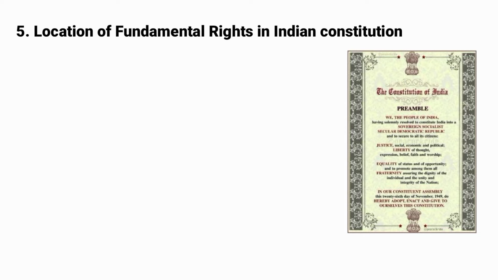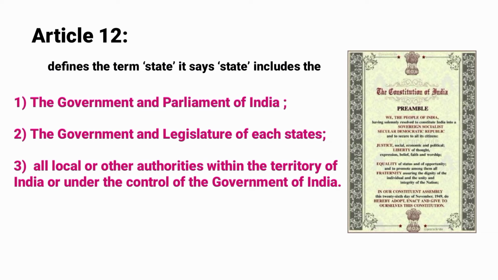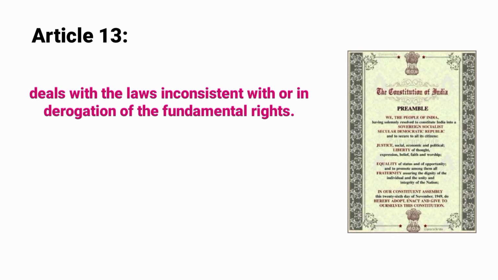Now, where are these fundamental rights located in Indian Constitution? So, the fundamental rights are incorporated in Part 3 of the Constitution from Article 12 to Article 35. Now, Article 12 says that the state includes the government and parliament of India, government and legislature of each state and all local authorities. Article 13 deals with the laws which are inconsistent with the fundamental rights.